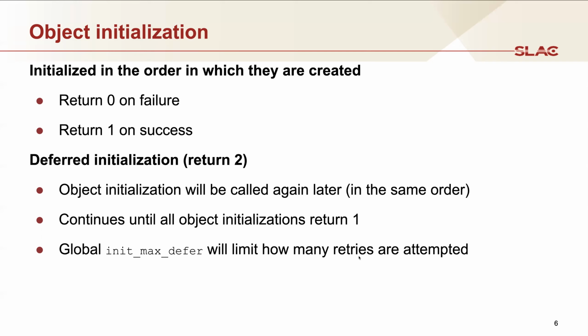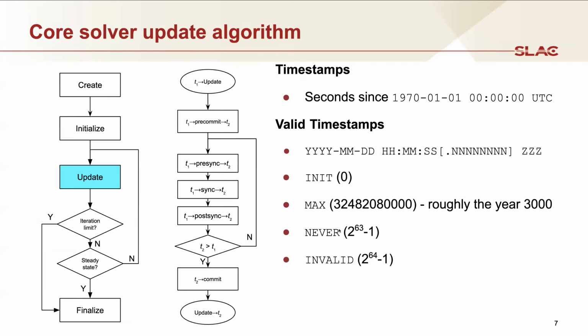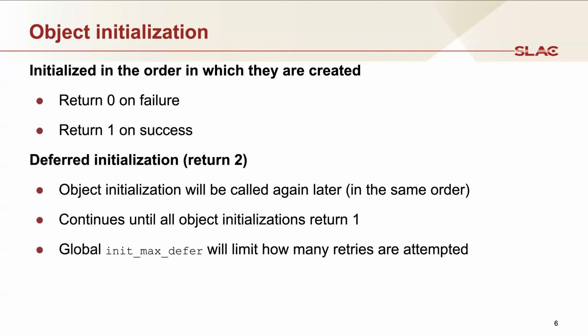There is a limit on how many retries there will be in initialization, and that's set by the global init max defer. But again, unless you have sort of a deadlock situation where 2 objects are mutually waiting on each other, you should never encounter this limit on the maximum deferred attempts.